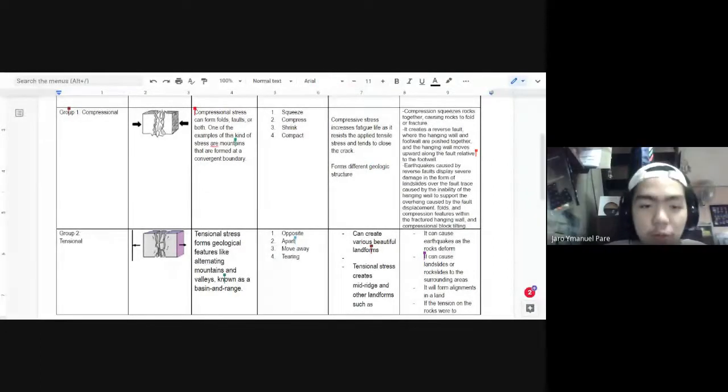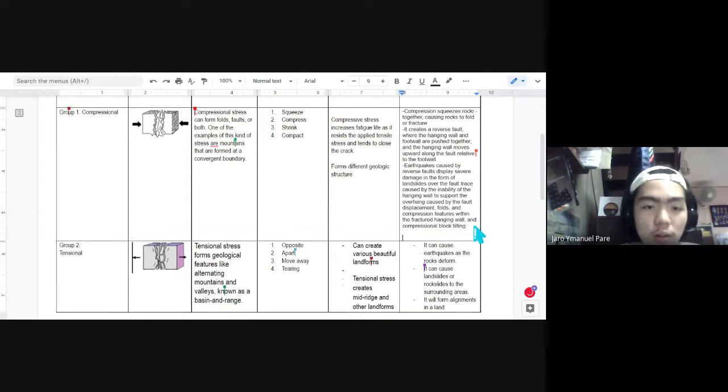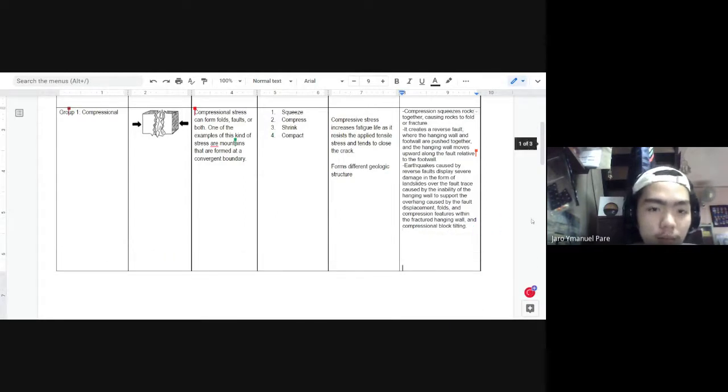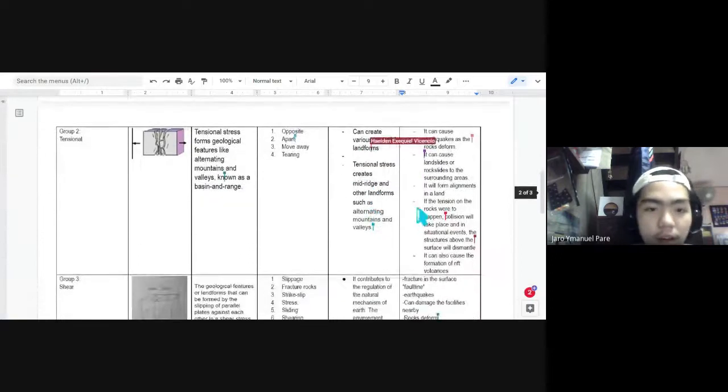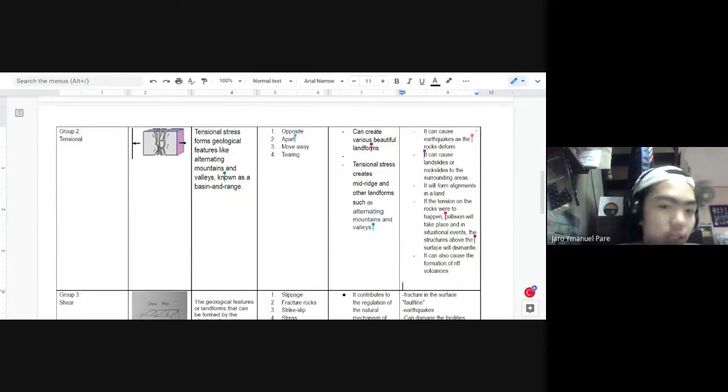A pleasant afternoon to all of us. And for our group, we are assigned for tensional stress. So in the illustration as is shown, the arrows are moving away. So there are two types of stress here. Tensional stress forms geological features like alternating mountains and valleys, known as basin and range.